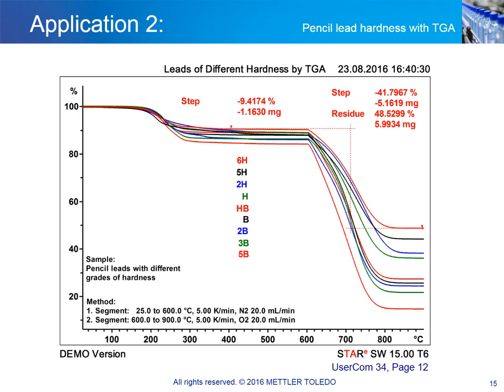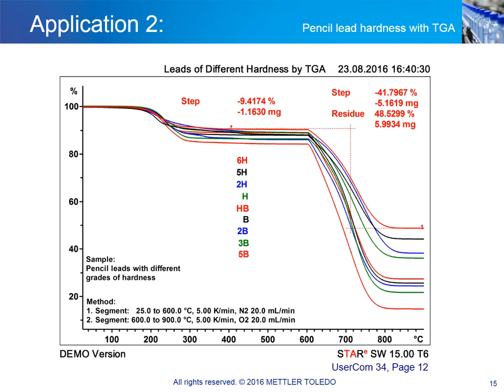The hardness grading system shown is the European system, where the letter H stands for hard and B for black. The hardest grade measured here was 6H, and the softest grade was 5B. As shown in the figure, different grades of lead lose different amounts of their mass in the temperature range from about 100 to 400 degrees Celsius.